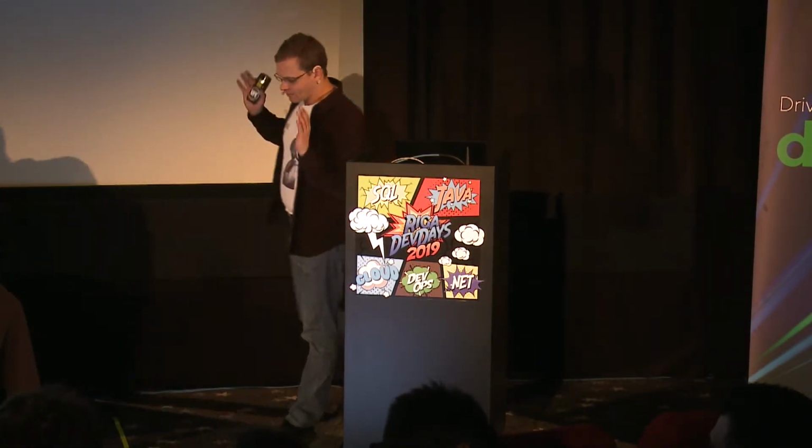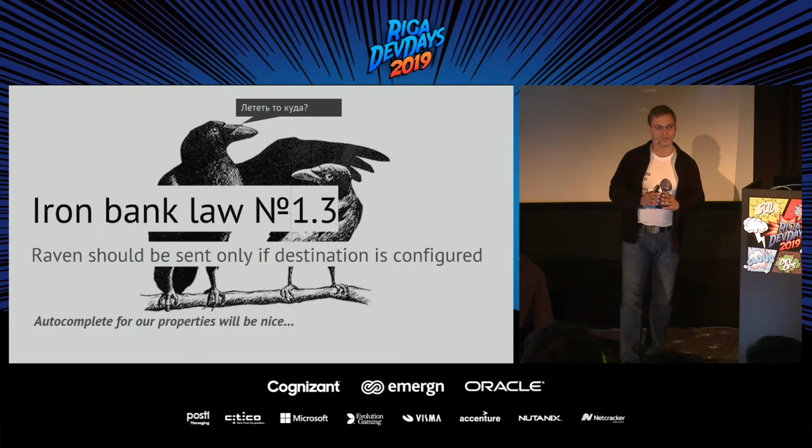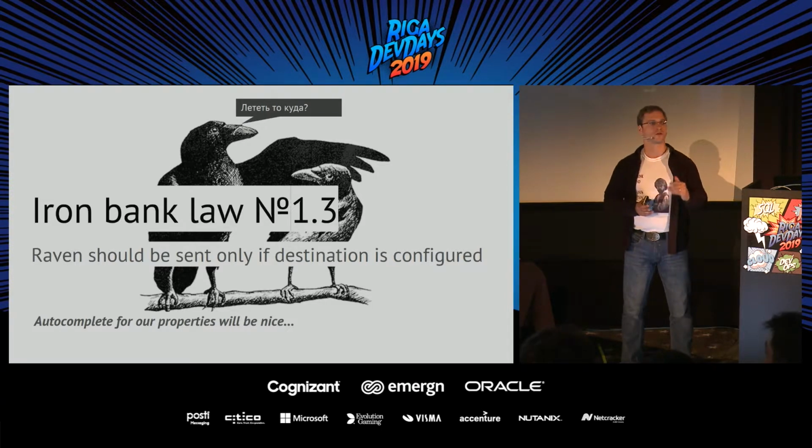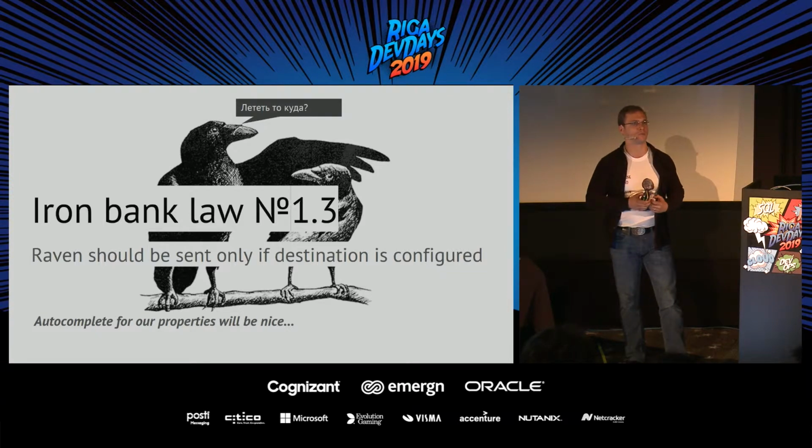For now, we send in the Raven, but where do we send in the Raven? We don't have any destination and Raven can crash. So the next thing we need to do is several things. First of all, we need an additional condition that Raven will fly only in case somebody tells him where.